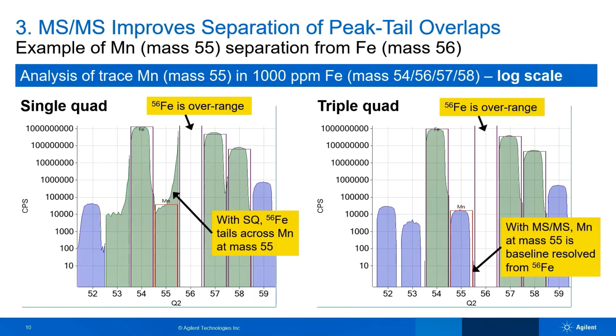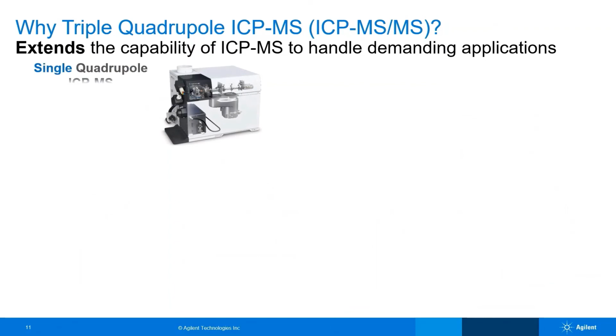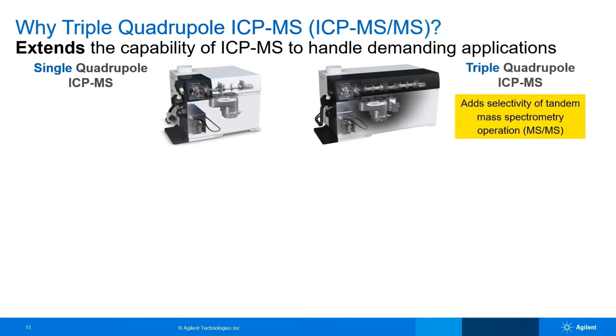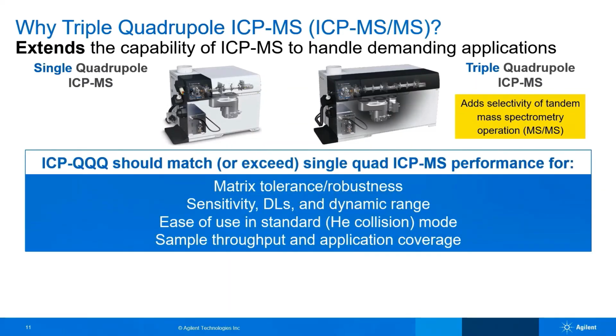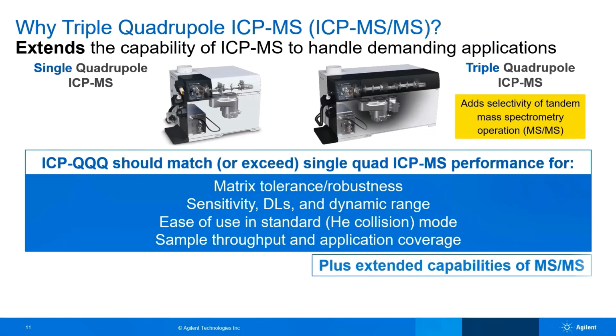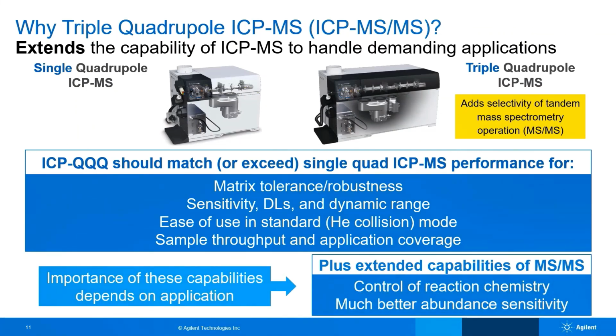So in summary, what is ICP triple quad? It is a tandem mass spectrometry system that operates in MS-MS. It does everything that single quad can do and so much more. And as we've seen, the major contributions are improved detection limits, control of reaction chemistry to resolve some spectral interferences that helium mode can't deal with, and also dramatically improved peak resolution to resolve those adjacent mass overlaps.